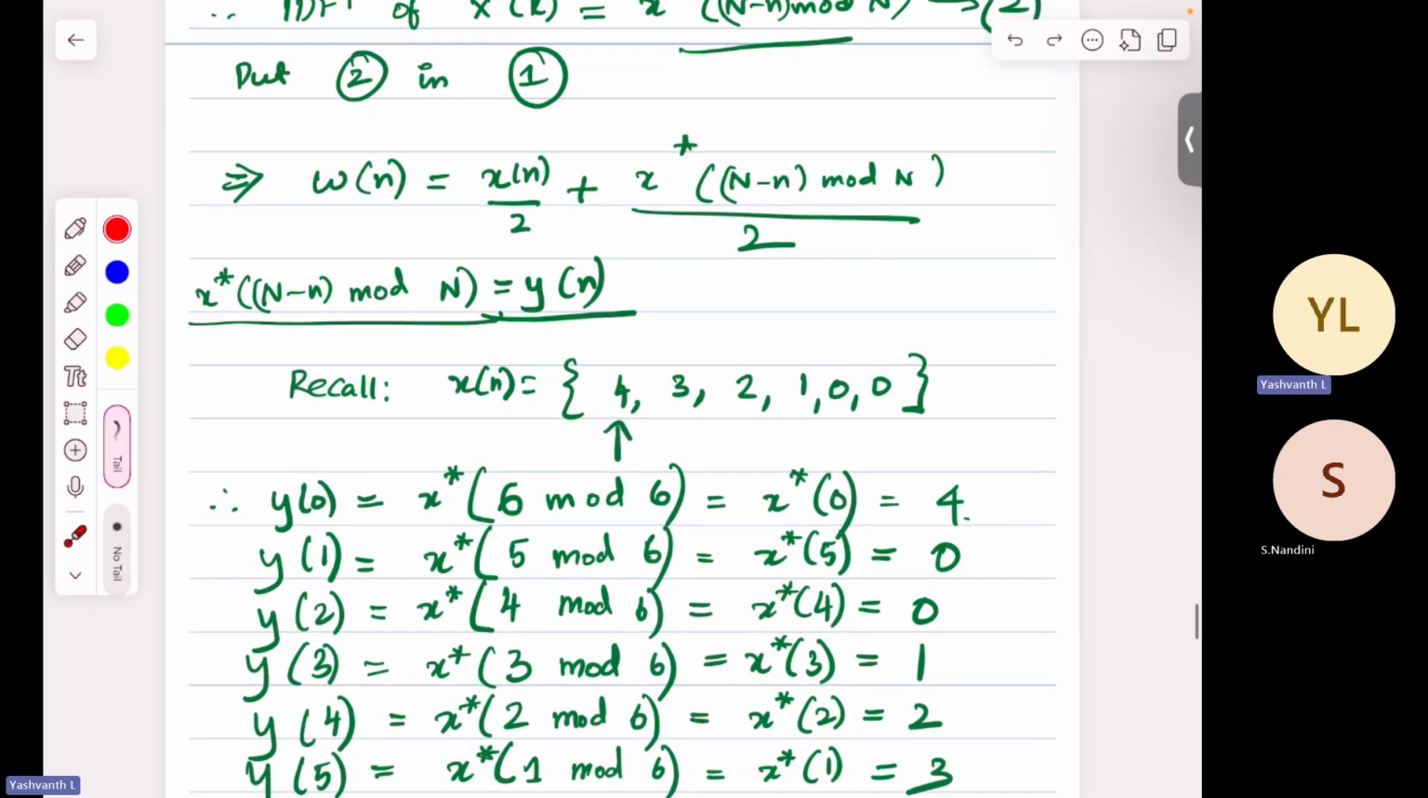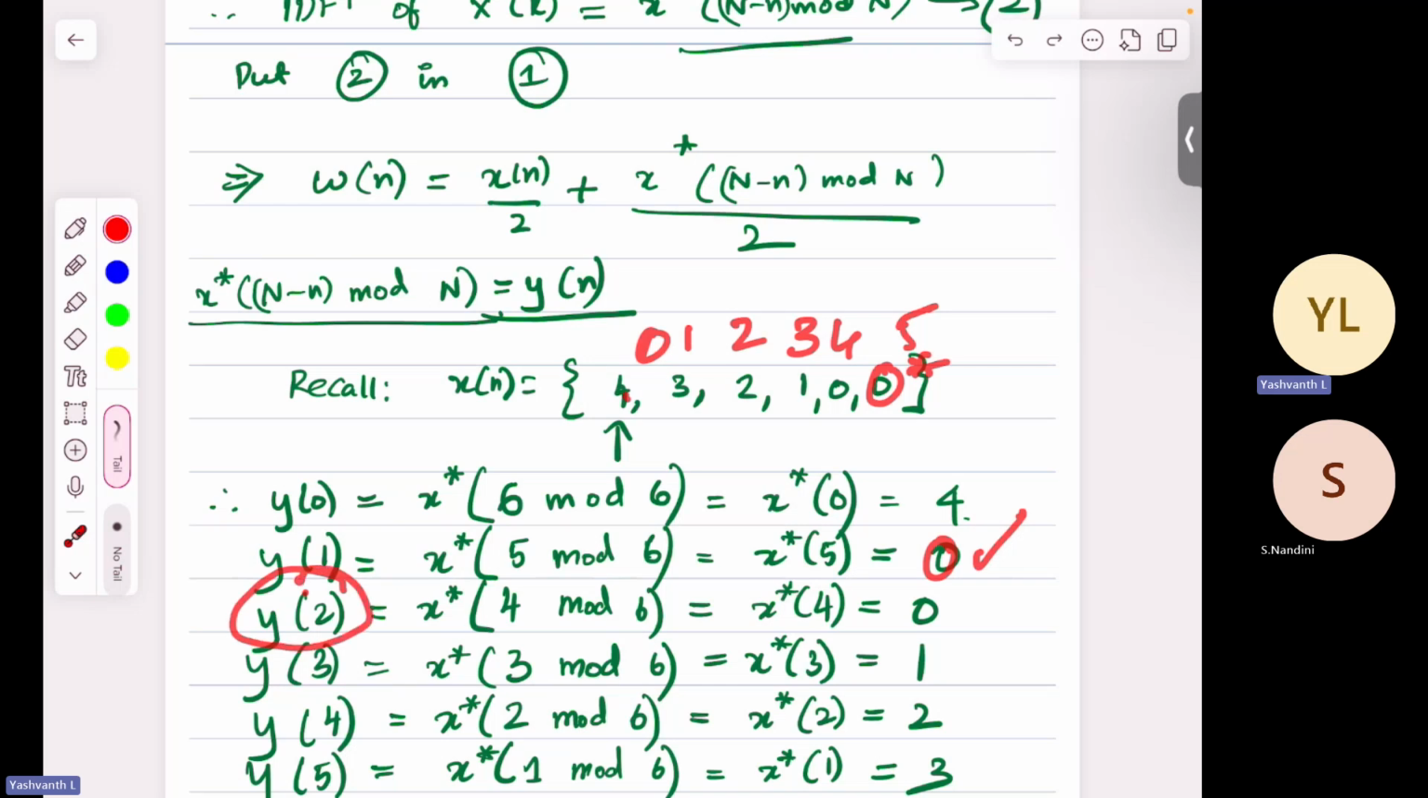Therefore, let this number, this x conjugate of N minus n mod N, be y of n. Therefore, what is y of 0? y of 0 is same as x conjugate of 6 mod 6, because the small n is 0. Therefore, x conjugate of 6 mod 6 is nothing but 6 mod 6 is 0. Therefore, x conjugate of 0, which is equal to 4. Because I'm taking 4 and then conjugate, it becomes just 4. Similarly, y of 1 is x conjugate of 6 minus 1, that is 5 mod 6, which is x conjugate of 5. So what is x conjugate of 5? 0, 1, 2, 3, 4, 5. So 0. So 0 conjugate is nothing but 0 only.